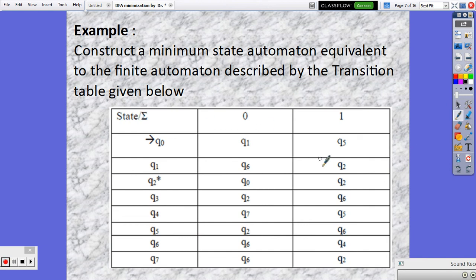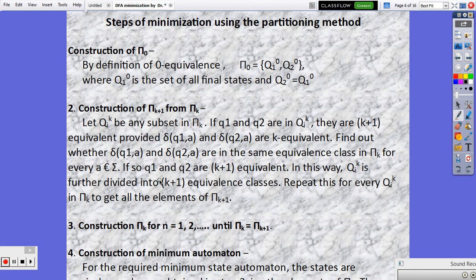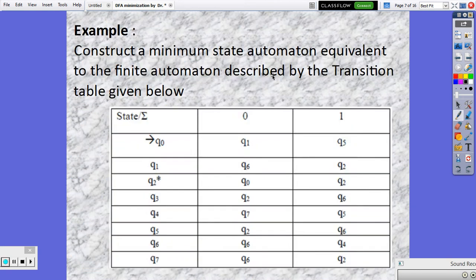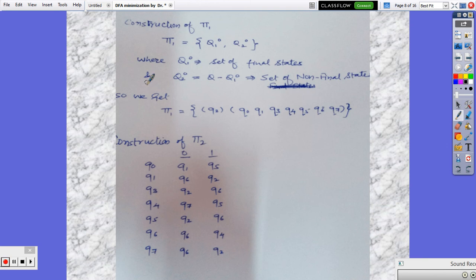So one DFA is given to us. This DFA is given in the form of a transition table. So here we can easily see that in this DFA we have Q0 to Q7, that is 8 states given to us, and we have two input symbols 0 and 1. So the transitions are given for each state, and it is to be noted that this is the starting state or initial state, and Q2 is the final state. As I told you, the first step is to identify the set of final states and set of non-final states, that is actually pi 0. So we'll start with the construction.